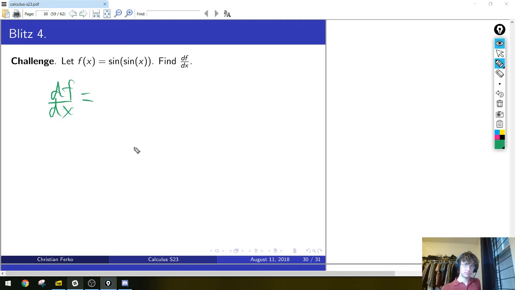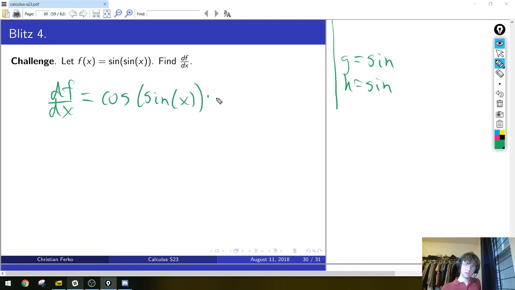Okay, by function composition, let g equal sine of x and h equal sine of x. Good. So g is sine and h is sine. So what do we get when we chain that pair? So this is going to be cosine of sine of x, times cosine of x. That was A. This one I didn't give an A, but if you prefer, I'll put all of them at A. I've been switching the notations.